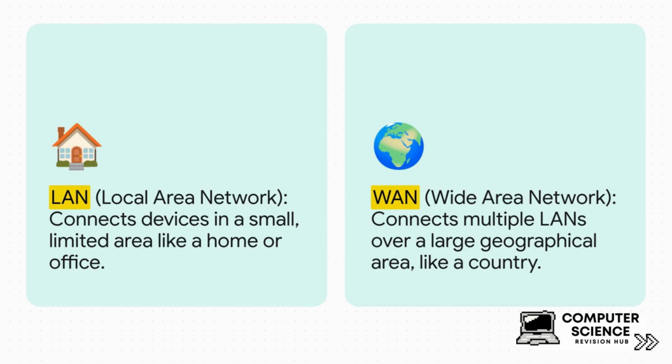Okay, but not all networks are built the same. Think of a LAN, a local area network, as being like the streets in your own neighborhood. It connects all the devices right there in your home or office. But a WAN, a wide area network, that's like the massive highway system. It's what connects all those different neighborhoods, or LANs, together, across cities, countries, even continents. And the internet? Well, that's the ultimate WAN.